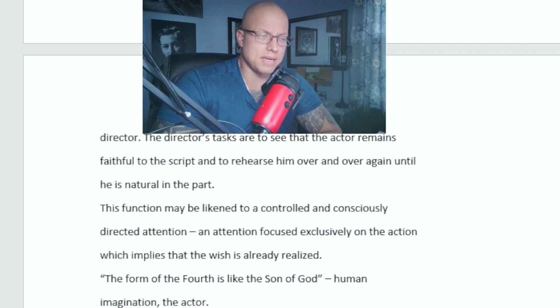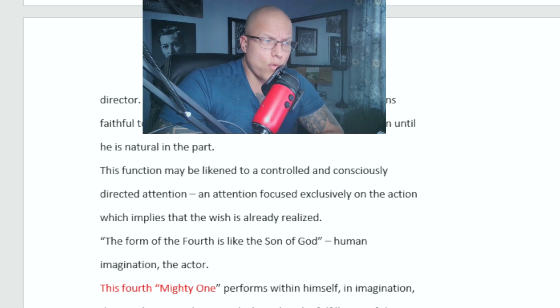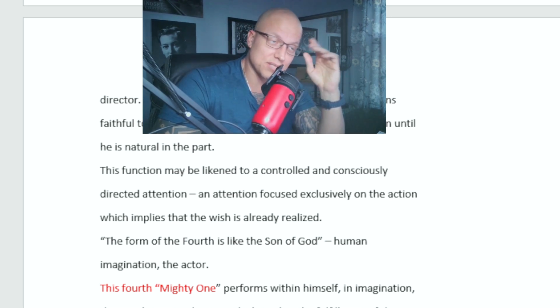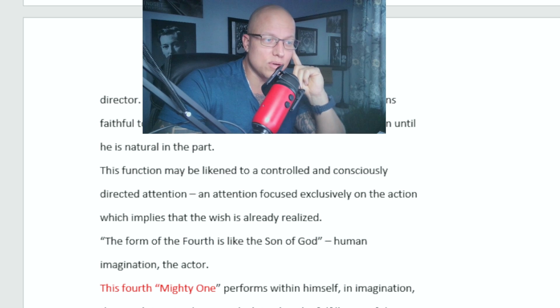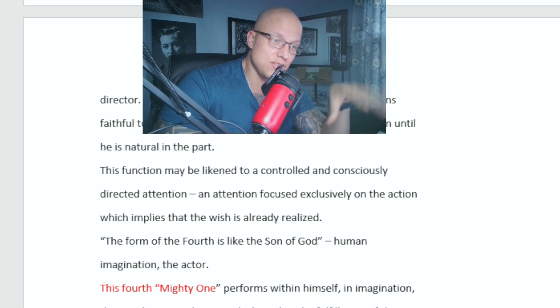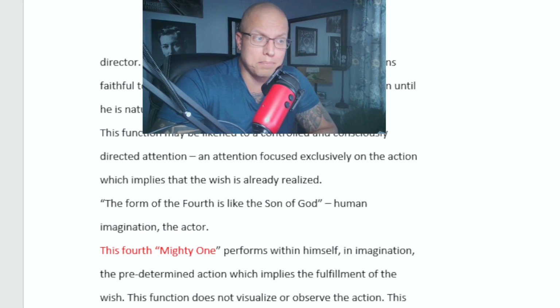Okay, so this function may be likened to a controlled and consciously directed attention. This is basically what I was saying. Discipline. An attention focused exclusively on the action, which implies that the wish is already fulfilled. Okay, so the form of the fourth is like the Son of God, human imagination, the actor. This may be the most important one. It's the fourth part, okay? The fourth mighty one performs within himself, within your imagination, the predetermined action, which implies the fulfillment of the wish.